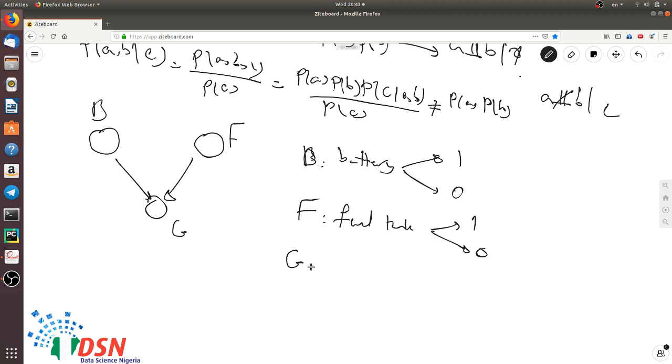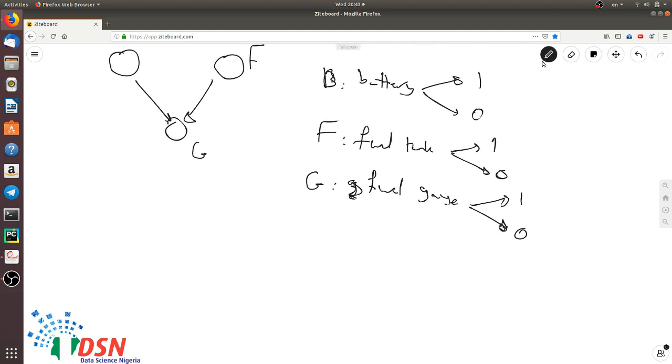And G is the fuel gauge. So if the fuel gauge is full, it is 1. If it is empty, it is 0. Okay, now let's assume some probabilities to give some scenarios.